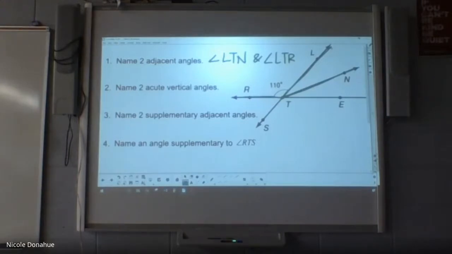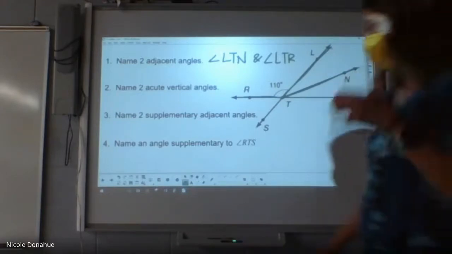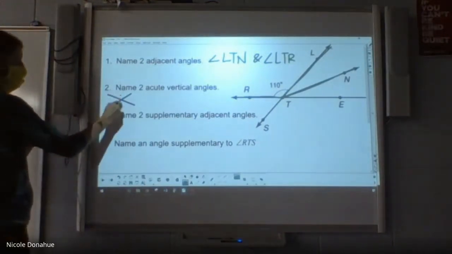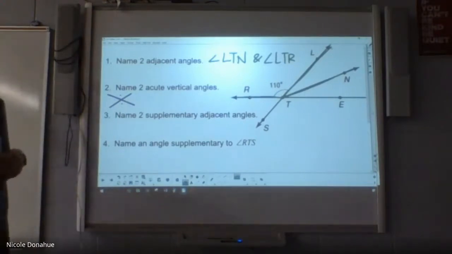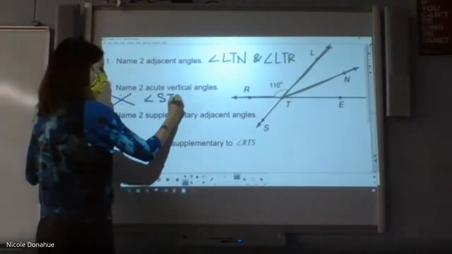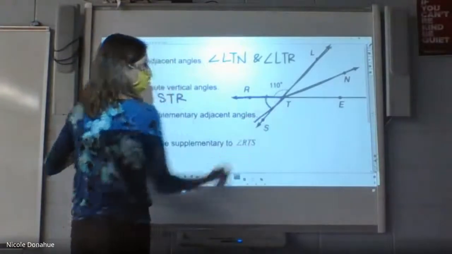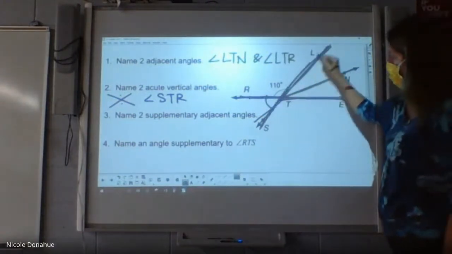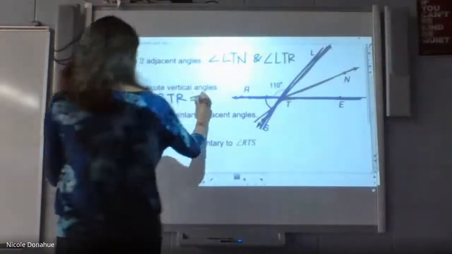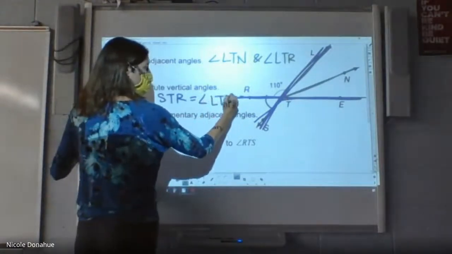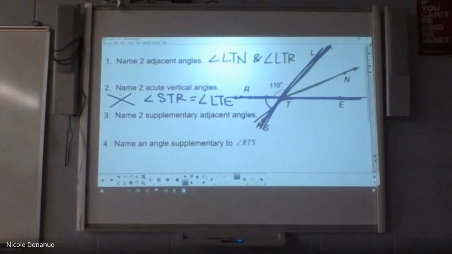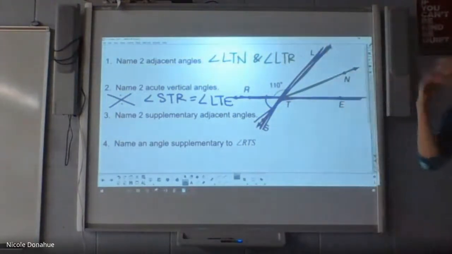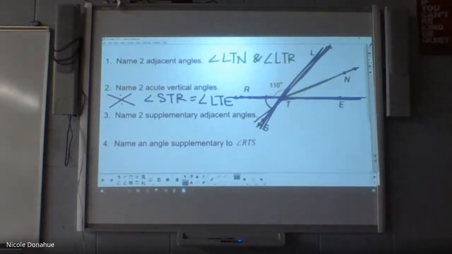Okay. Name 2 acute vertical angles. So anytime you see the word vertical angles, think about that X shape we talked about. Vertical angles are always across from each other. It's like here and here, or the opposite. So what do you think, Luke? STR and LTE. So he said STR, so this one. And then he said LTE, which would be over here. So again, they form that X shape, so the blue kind of helps you guys to see it. And remember, vertical angles are also equal, so I can use the equal symbol. Now, they asked for 2 acute vertical angles. There are other vertical angles in this drawing, but they're asking for acute, and those would be obtuse, the other 2.